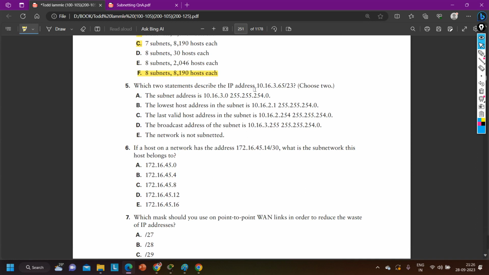After that, which statement describes the IP address 10.16.3.65/23? The subnet address is this one and the subnet mask is this. The lowest host address is, okay, you have to calculate it. You have to perform subnetting on this. How to perform subnetting on this? This is class A. So how many bits have we borrowed here? 7.